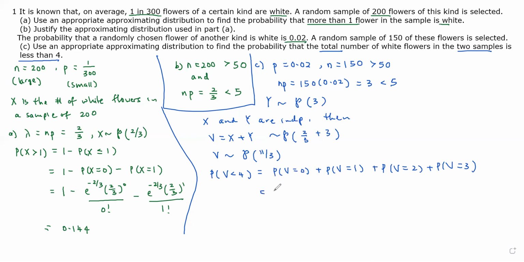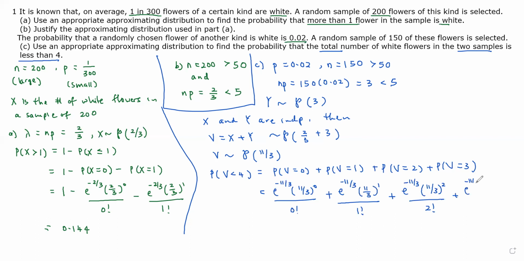The probability that V equals 0 is e to the negative 11/3, times 11/3 to the 0 over 0 factorial. For V equals 1, we have e to the negative 11/3, times 11/3 to the 1 over 1 factorial, followed by e to the negative 11/3, times 11/3 to the 2 over 2 factorial, and e to the negative 11/3, times 11/3 to the 3 over 3 factorial. We sum all these and we get a value of 0.501.